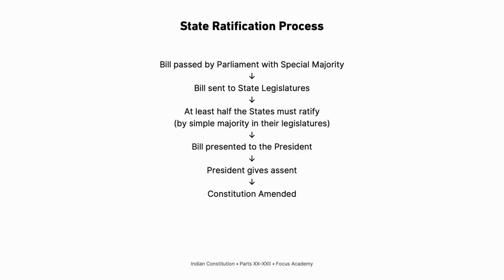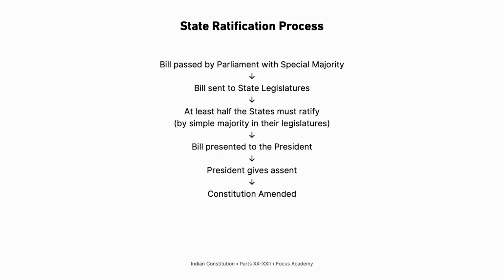Now, state ratification process, the bill is passed by Parliament. For example, the election of the president, the rules for the election of the president. Let's say they're trying to change it. The bill will be passed by the Parliament with special majority. The bill is sent to the state legislatures, and then they need to get the majority of the states' votes, and at least half the states must ratify by simple majority in the legislature. And once it's done, the bill is sent to the president, who gives his assent, and the constitution is amended. Okay, very simple process, right? State ratification process.